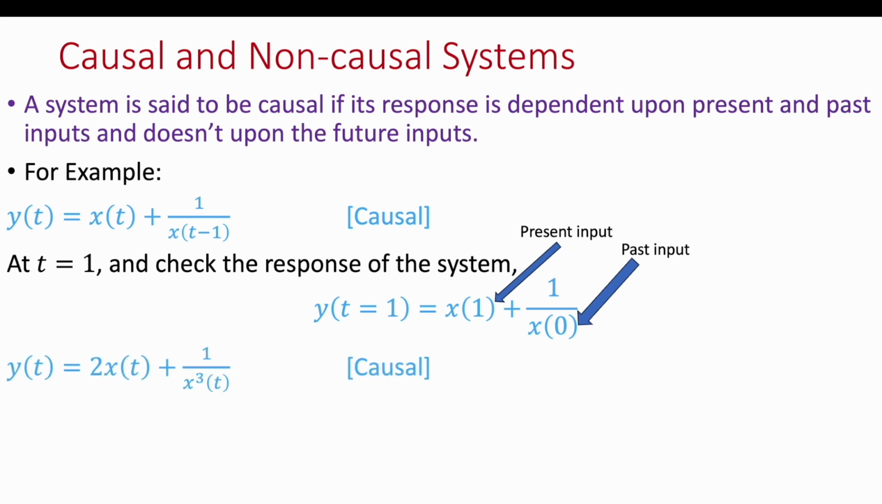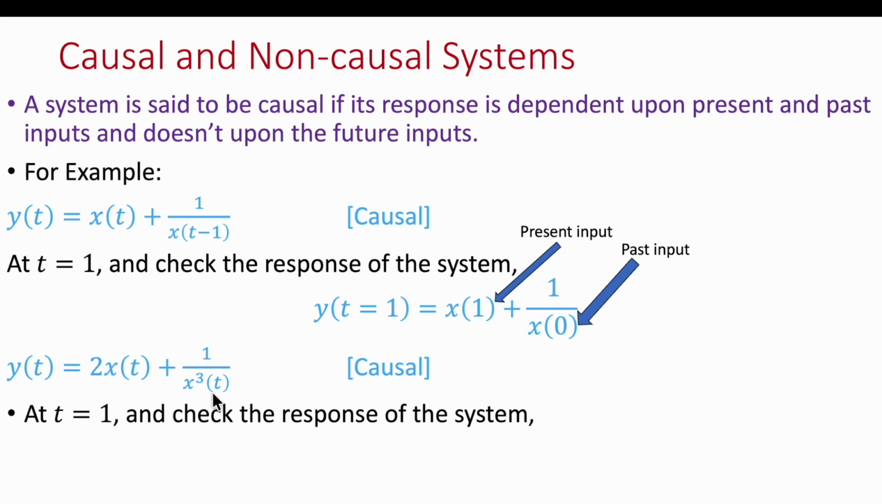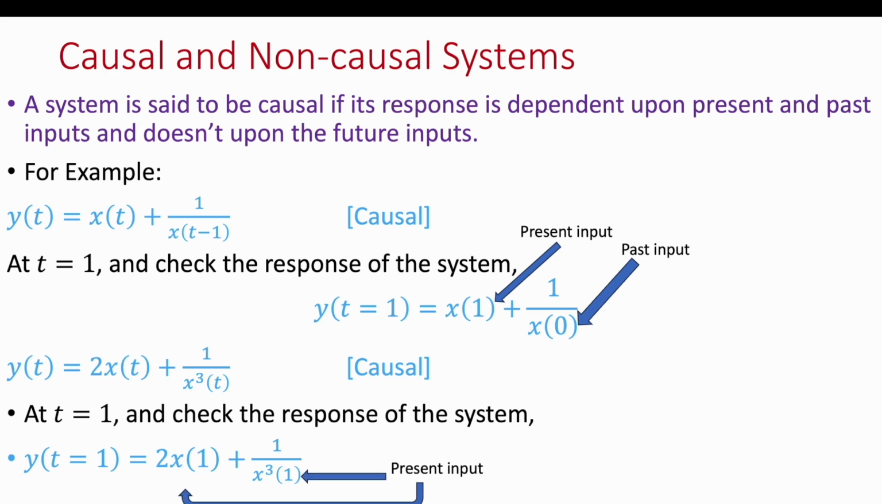Similarly, you can see the response of another system, y of t is equal to 2x of t plus 1 over x cube of t, and you can check the response of the system at t is equal to 1. At t is equal to 1, it is equal to 2x of 1 plus 1 over x cube of 1. So it shows that the system response depends on the present input. So you can say that the system is a causal system.